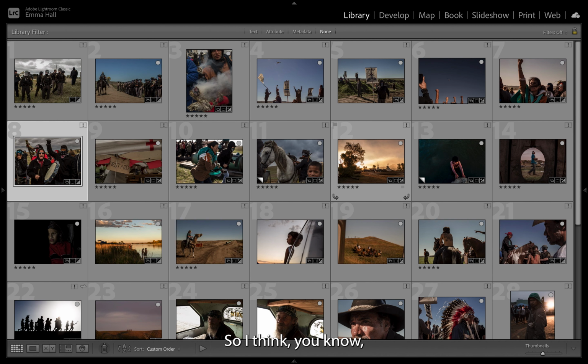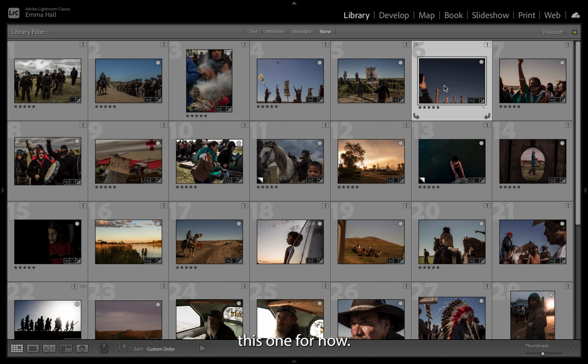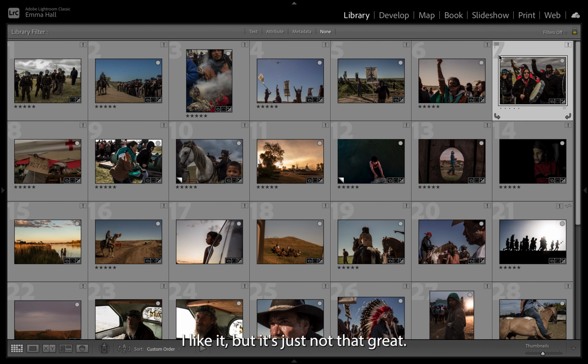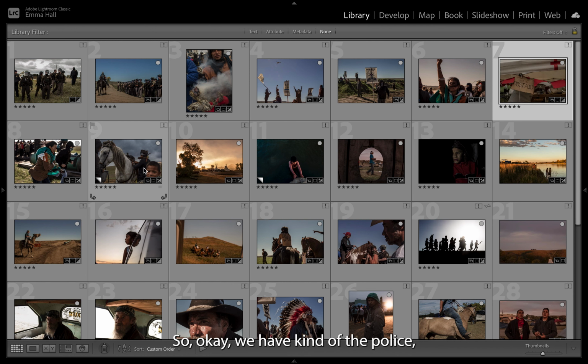So I think, out of those photographs that I would want to keep, we're going to take away this one for now. And also this one, I like it, but it's just not that great. So that one's cutting it. Okay, we have kind of the police, we have some action during some of the protests and things like that.